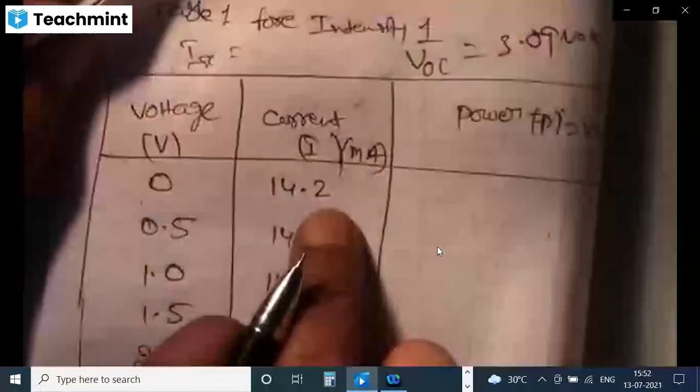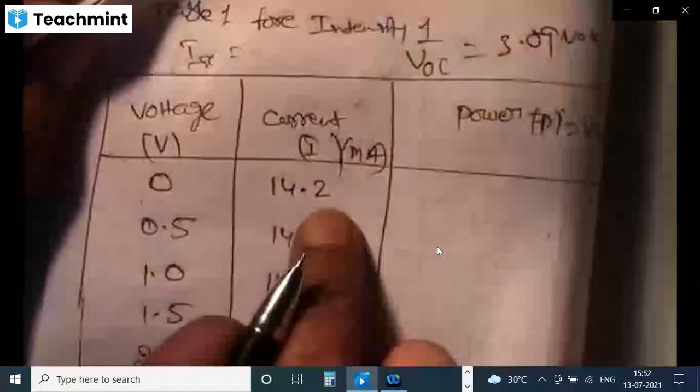So VOC is equal to 3.09 volts. Here ISC, short circuit current, is obviously the first value. What is it? 14.2.